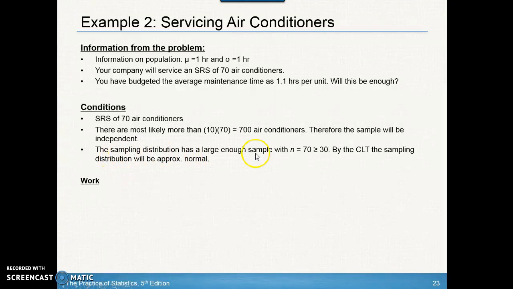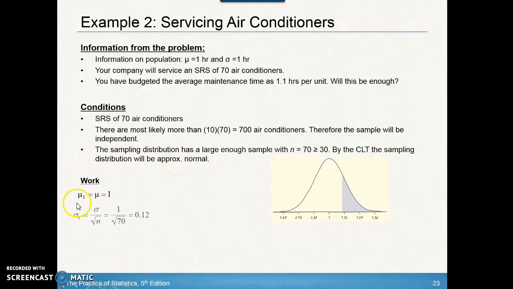The sampling distribution will be large enough. 70 is greater than or equal to 30 by the central limit theorem, so therefore the distribution will be approximately normal. Make sure you state central limit theorem, sampling distribution approximately normal. Now, mean of the sampling distribution is the same as the mean of the population equal to 1. Standard deviation, here's your work for it.